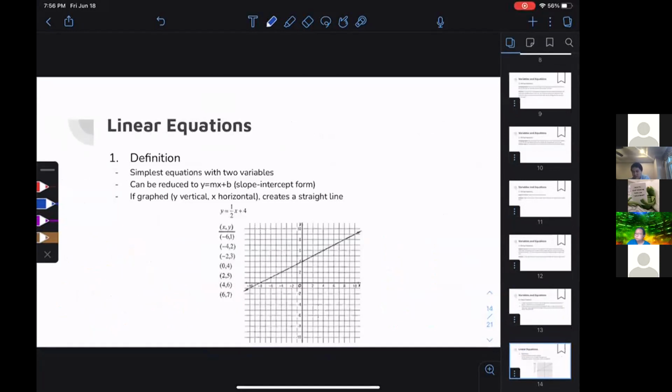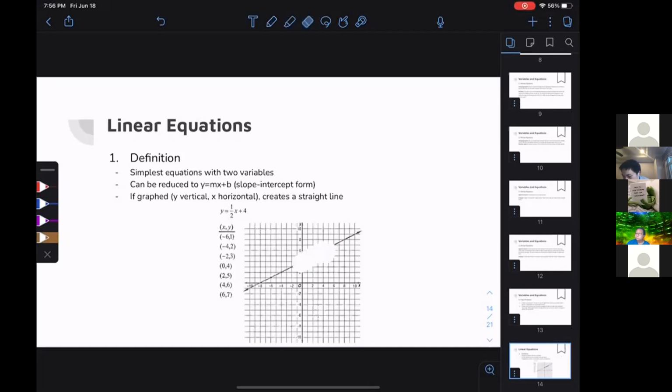For the definition, the simplest equations of lines in the xy plane, or as you're probably also familiar with it, the Cartesian plane, can be reduced to the slope-intercept form, which is probably the form that you've seen up to this point. It's y is equal to m times x plus b, where m is the slope of the line, and b is how high up this is, the y-intercept. And if graphed, y is the vertical coordinate and x is the horizontal, and it creates a straight line.